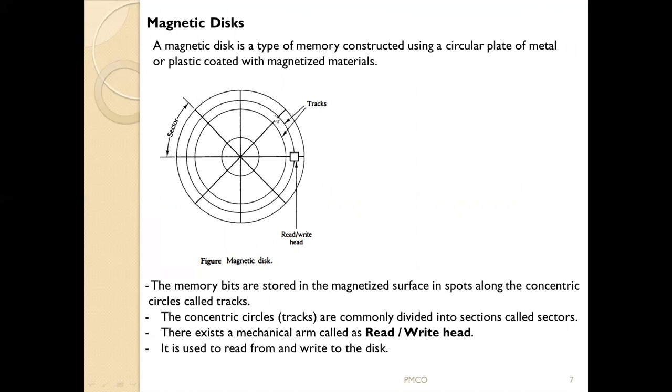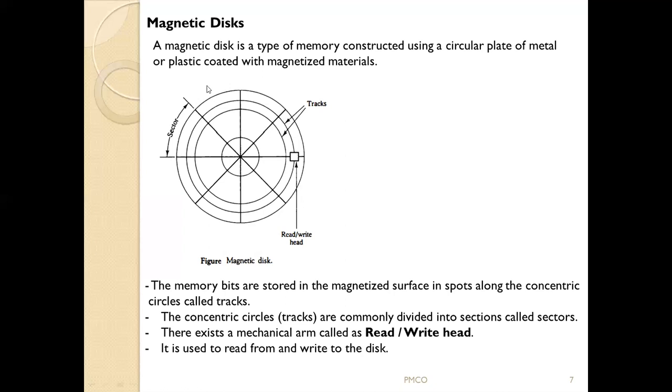So we have a cylinder like this, consisting of the circular plate of metal coated with the magnetized materials. Then how is the data written onto these magnetic disks? That is the question. The memory bits are stored in the magnetized surface in spots along the concentric circles called the tracks. So these are the tracks, the concentric circles.